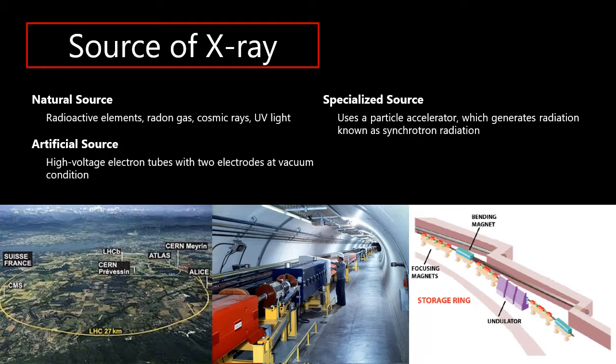For radiographic tests, artificial sources are commonly used for safety purposes. Once the voltage is cut off, the source stops producing radiation. The voltage could also be adjusted, which affects the quality of X-ray radiation for certain applications.